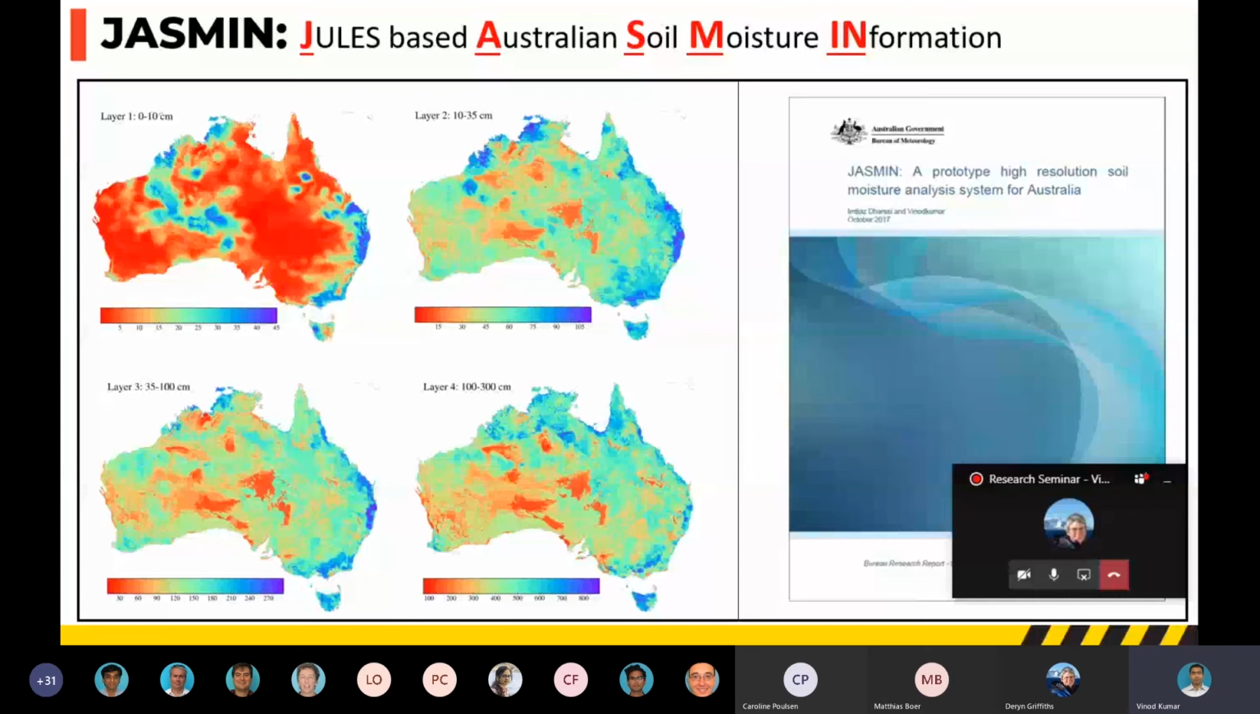We published a Bureau research report on the development and evaluation of this Jasmine system, which is publicly available. If people are interested, you are encouraged to go and browse for those Bureau research reports, or contact us and we can provide you a soft copy of the report.